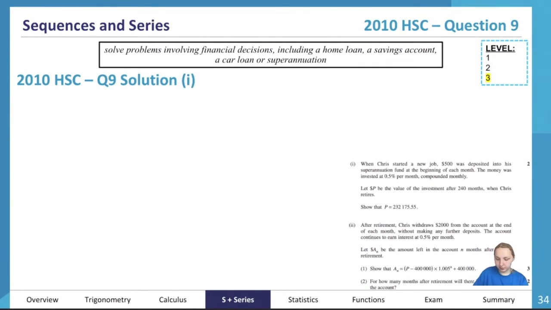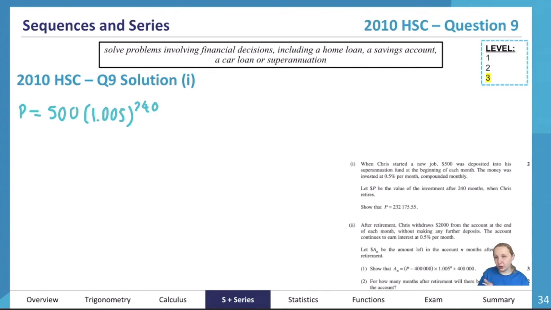So what we're doing here is showing P equals 232,175.55, the value of the investment after 240 months when Chris retires. So from here, P is going to be equal to 500 times 1.005 to the power of 240, because we've put in $500 at the beginning of each month, earning interest at 0.5% per month for 240 months.